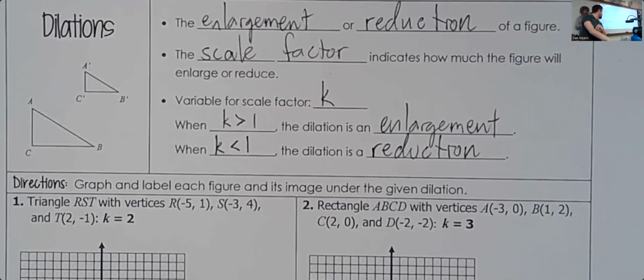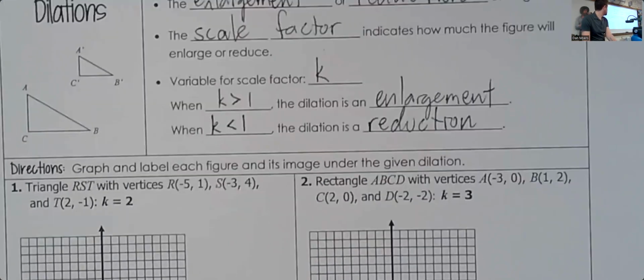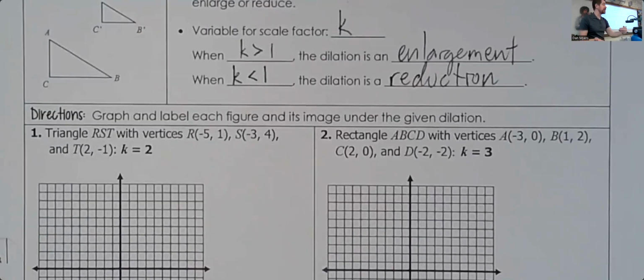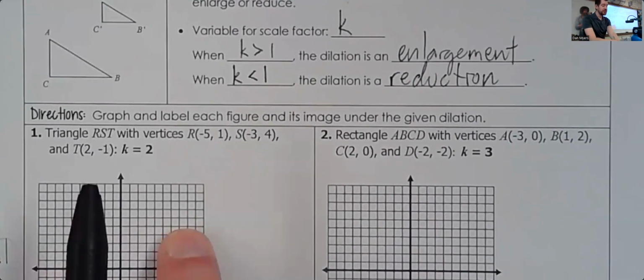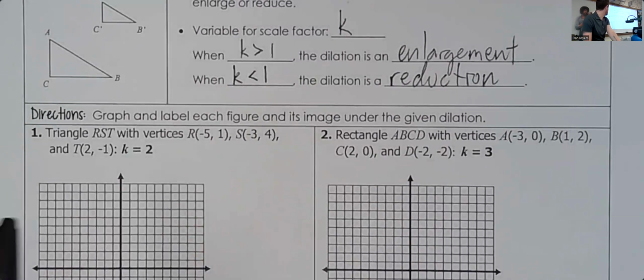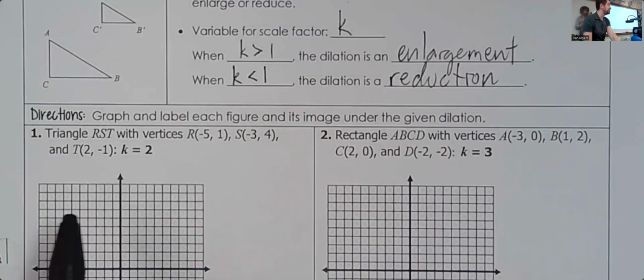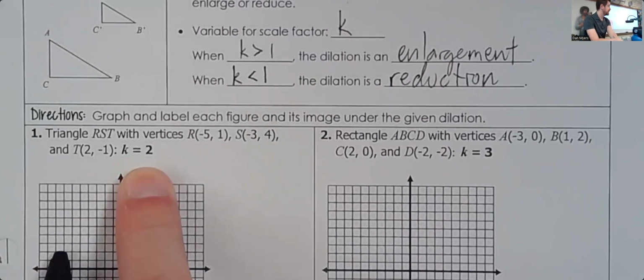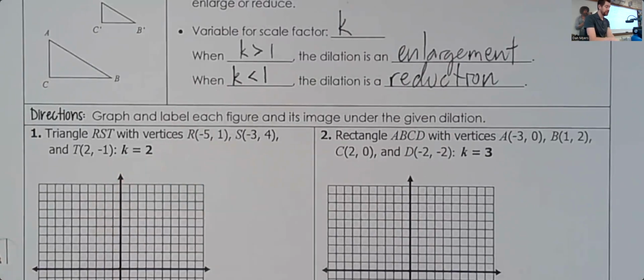A lot of these are just giving you points, and then what you are going to do is, like with translations where you added or subtracted values to the x's and y's, with enlargements or reductions, you're going to multiply every single value by the value of k. That's it. And that will give you your new image.